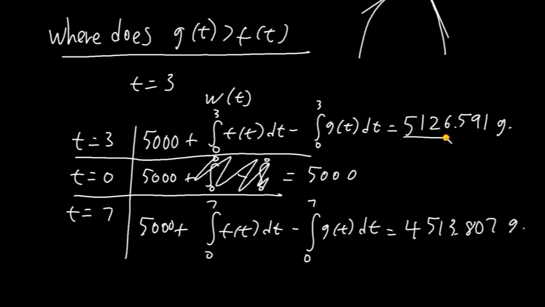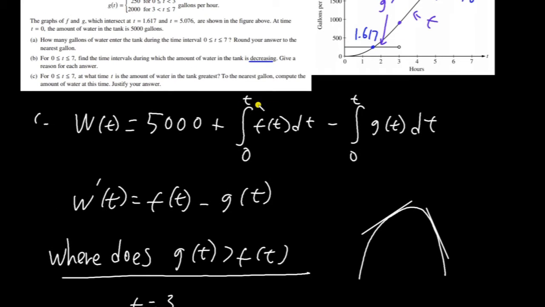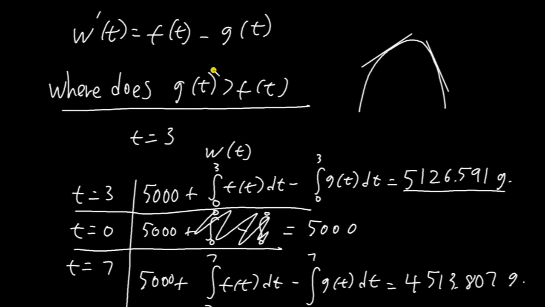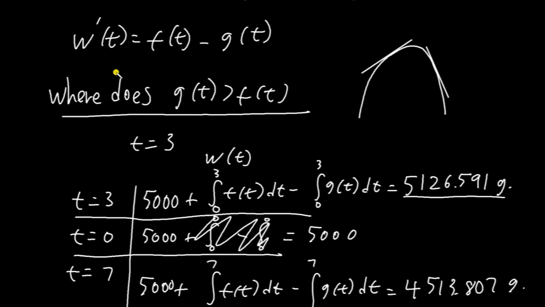And since this is the greatest out of all these three, this must be the absolute maximum amount of water in the tank. So let's go back and look at what the question was asking us. It's asking at what time t is the amount of water in the tank the greatest. Well, that's going to be at time t equals 3, right? And then they're also asking what is the amount of water at this time to the nearest gallon. Well, taking this to the nearest gallon, it's going to be 5,127 gallons, okay?